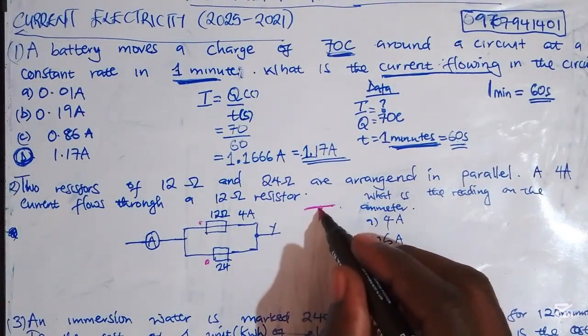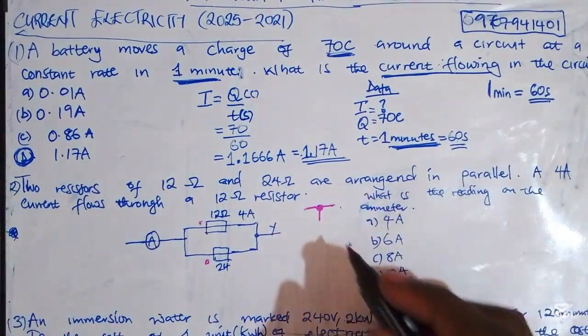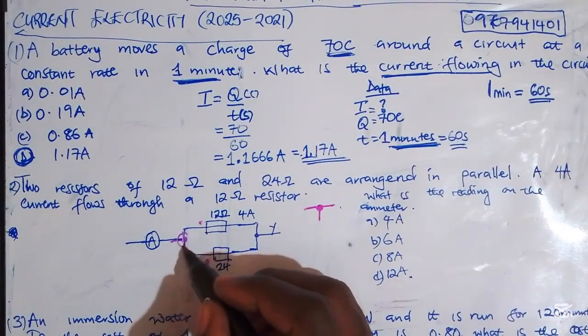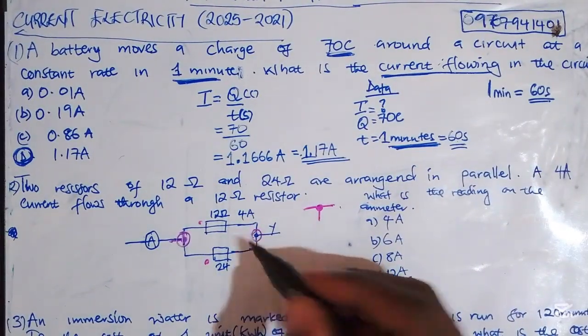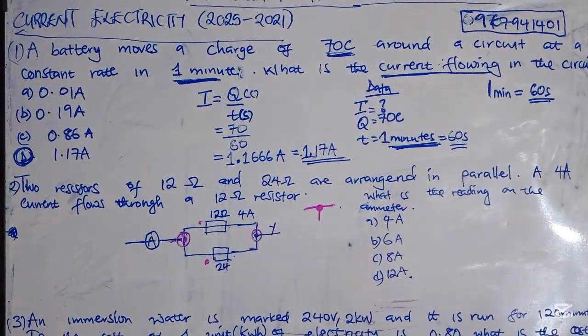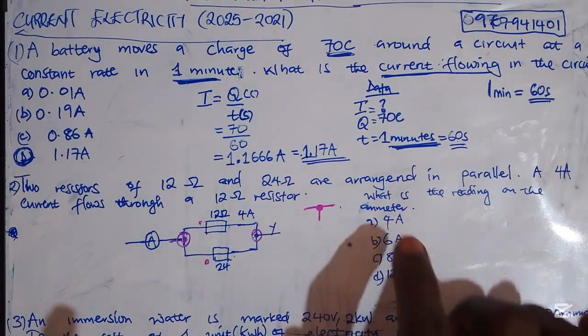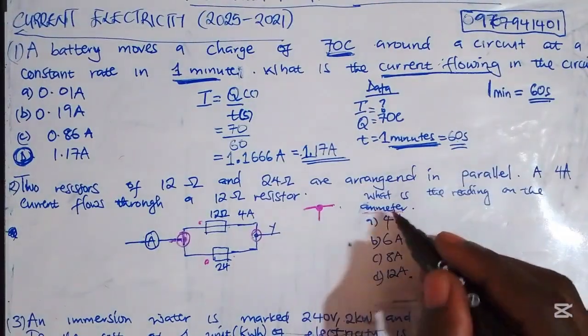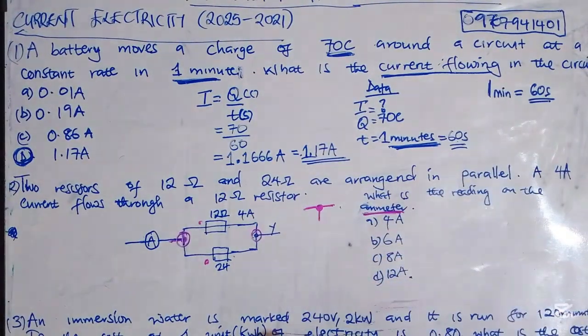So you look for a part which looks like this. So if you come here, you can see that we have this part here and we also have it here. So meaning these two are connected in parallel. So, how do you calculate the current in parallel? Remember, the question is saying, what is the reading on the ammeter? So, how do we know that they are looking for current?